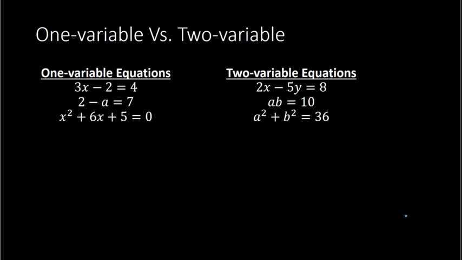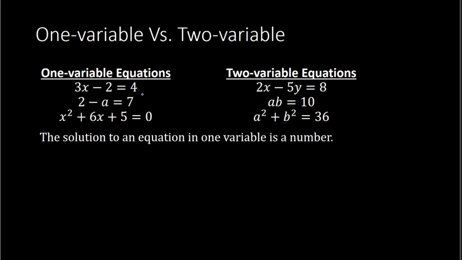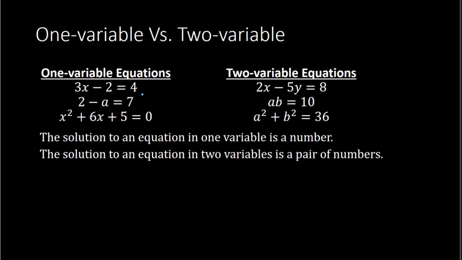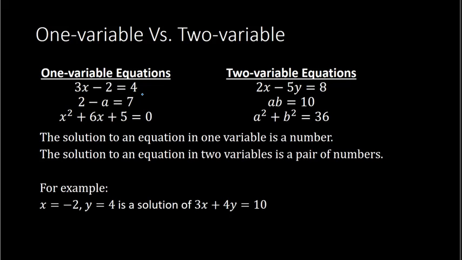Now, when working with one variable equations, such as 3x minus 2 equals 4, the solution is going to be a number. Just one number is your answer. Whereas for an equation with two variables, the solution will be two numbers, or a pair of numbers. For example, if you had 3x plus 4y equals 10 as your equation, negative 2 for x and 4 for y is a solution of the equation.